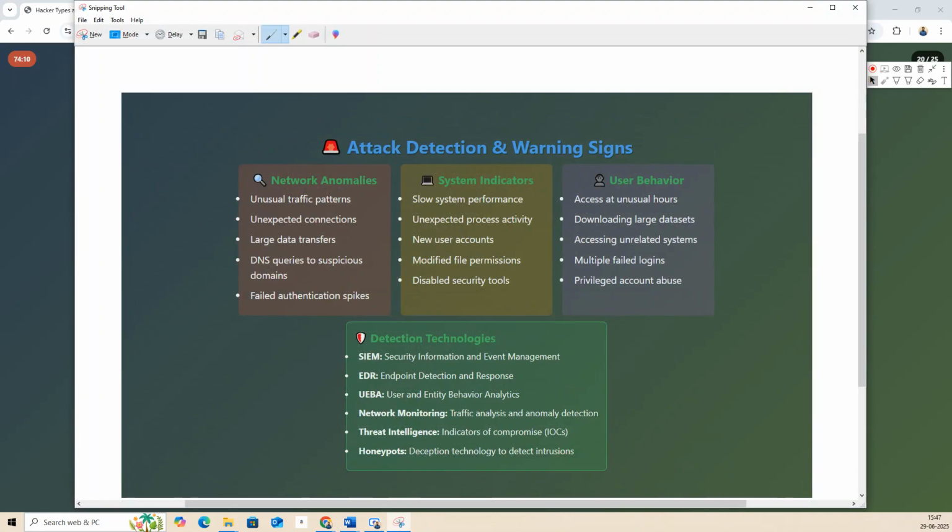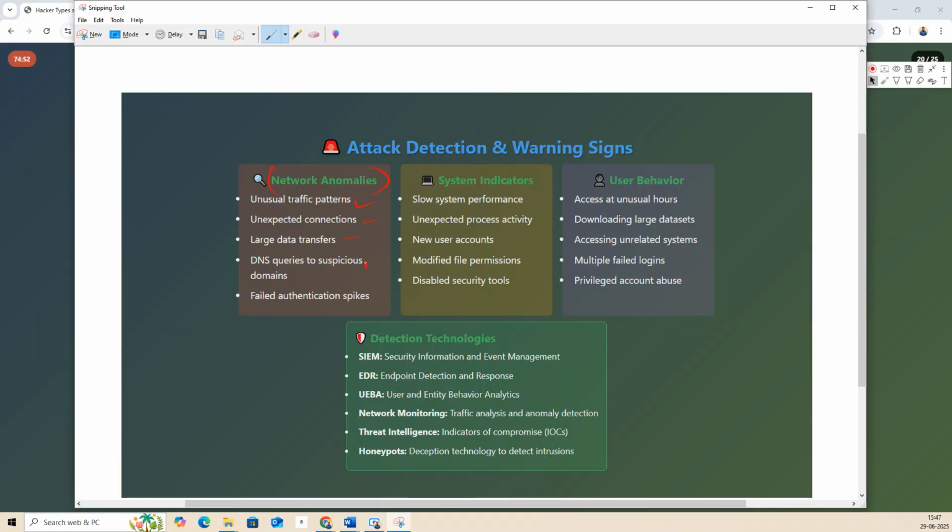So detection is where the rubber meets the road. All the security awareness training and technical controls in the world won't help you if you can't recognize when you are under attack. Let's start with network anomalies. Unusual traffic patterns might indicate data exfiltration or command and control communications. Unexpected connections, especially to foreign countries or known malicious IP addresses, are red flags. Large data transfers, particularly outside normal business hours, could indicate data theft.